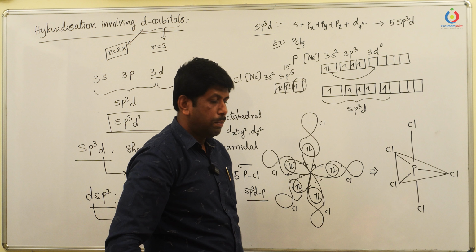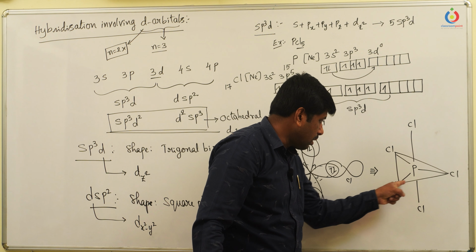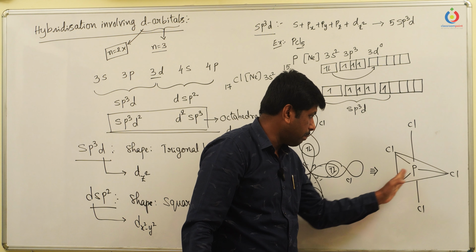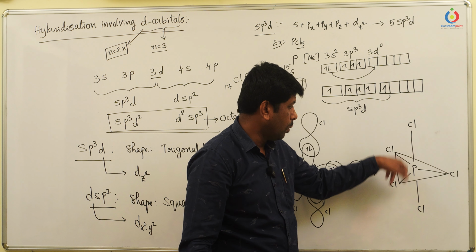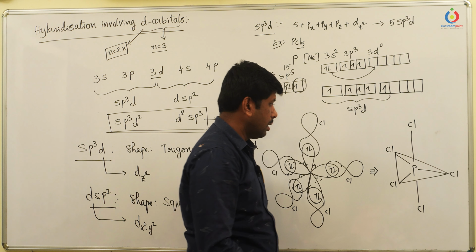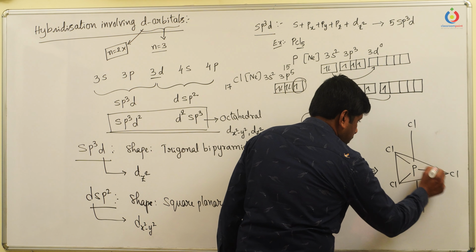So like this the shape is present. These are called the trigonal planar part, and this is the pyramidal part. That's why it is called trigonal. Two pyramids means bipyramidal shape. Here two types of bonds are present.